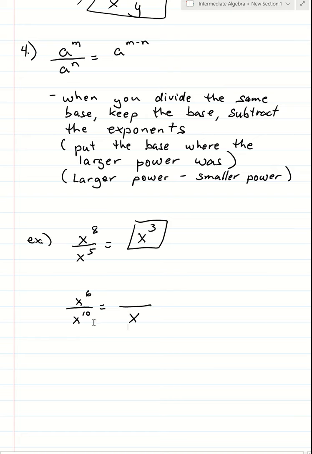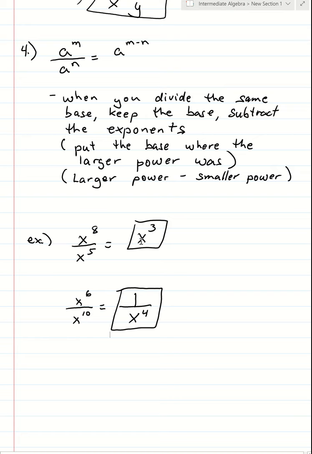And now I'm going to subtract. I always take the larger power, 10, and I'm going to subtract the smaller power, 6. So 10 minus 6 gives me an exponent of 4. But be careful. Right now there's nothing on top. The numerator, the top part of the fraction, always needs to be represented by something. In this particular case, we would have to put the number 1. So the correct simplified expression would be 1 over x to the 4th.